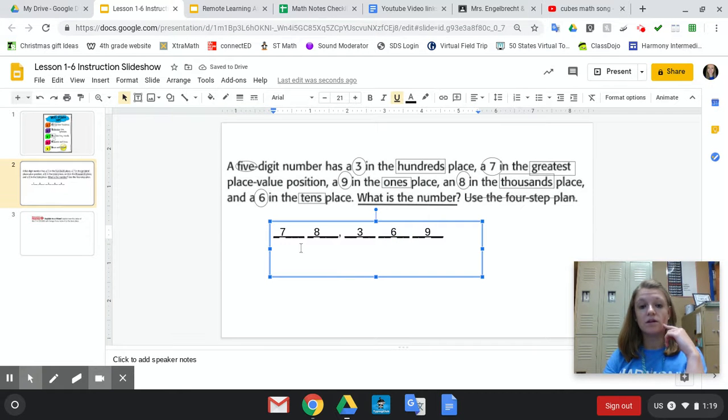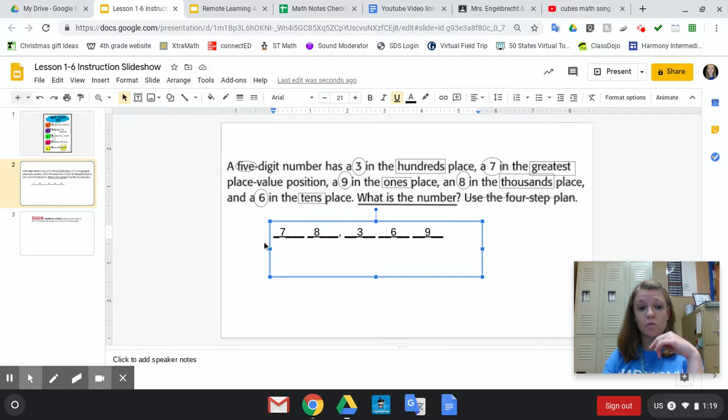Okay, so the way that I evaluated was I saw that it needed to be a 5-digit number, and the question is asking for a number, so I drew out 5 spaces. So now I have solved the question by giving the number and putting the digits in the correct spot. So let's make sure that we have everything. A 5-digit number, there's 5 digits, a 3 in the hundreds, a 7 in the greatest place value, a 9 in the ones, an 8 in the thousands, and a 6 in the tens.